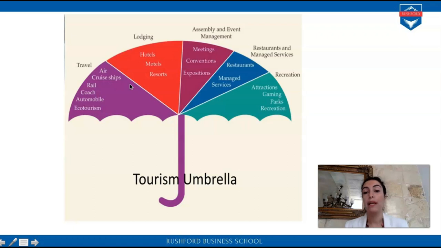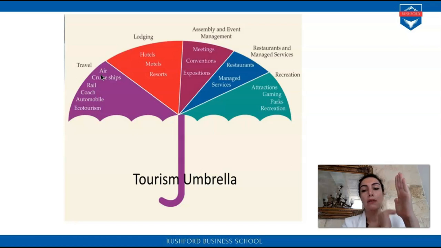If I want to use sea transportation, the travel could be by sea. We have rail as well, that means by train, for example, by using the subway, or by coach. That is also a type of land transportation, along with the automobile. So the second part of the tourism umbrella is lodging. Lodging means the accommodation.